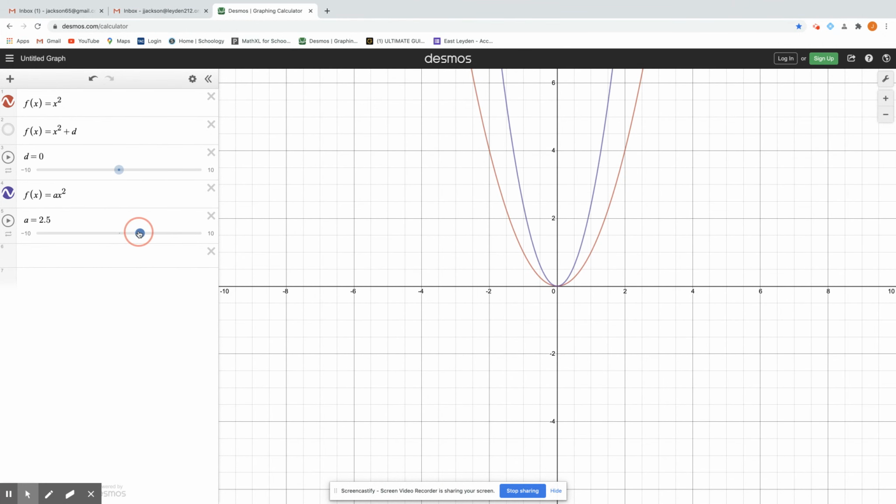A value greater than 1 is a stretch vertically. A value between 1 and 0 is a compression vertically. And as soon as a becomes negative, as soon as this number right here is a negative number, we get that flip over the x-axis. So this is an example of our 3 other vertical transformations.